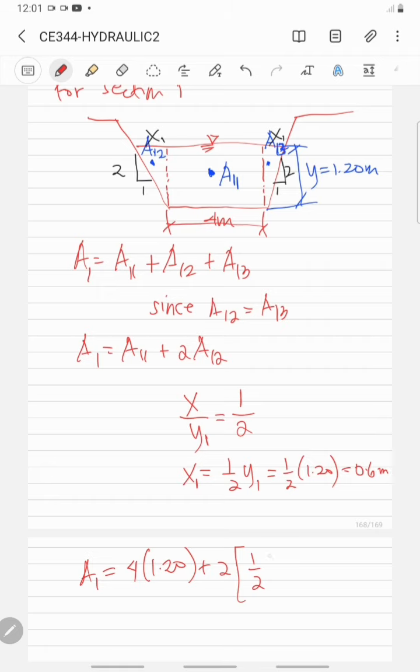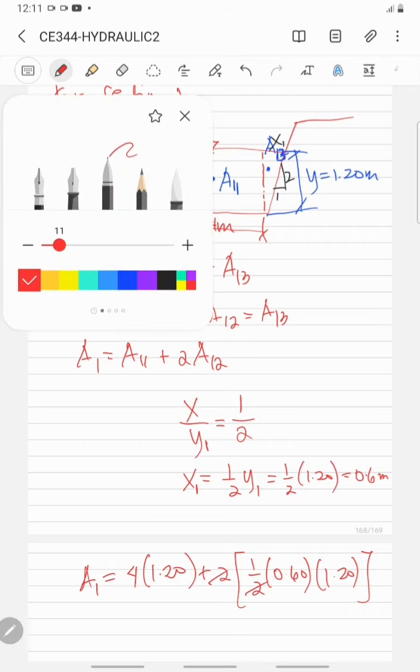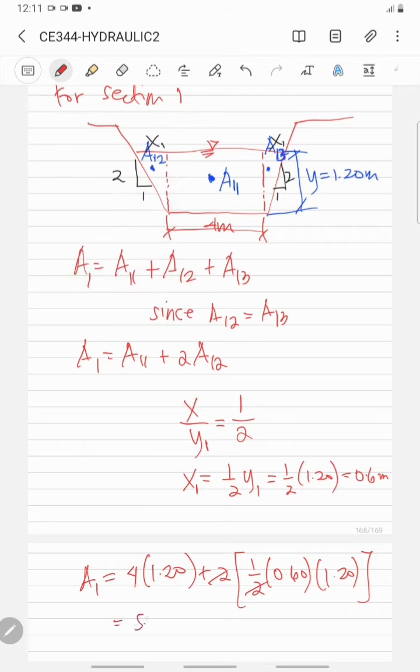So that is 1/2 times 0.6 times 1.2. We will solve 4 times 1.2. The 2 and 1/2 can be cancelled out, plus 0.6 times 1.2. That is equal to 5.52 meters squared.